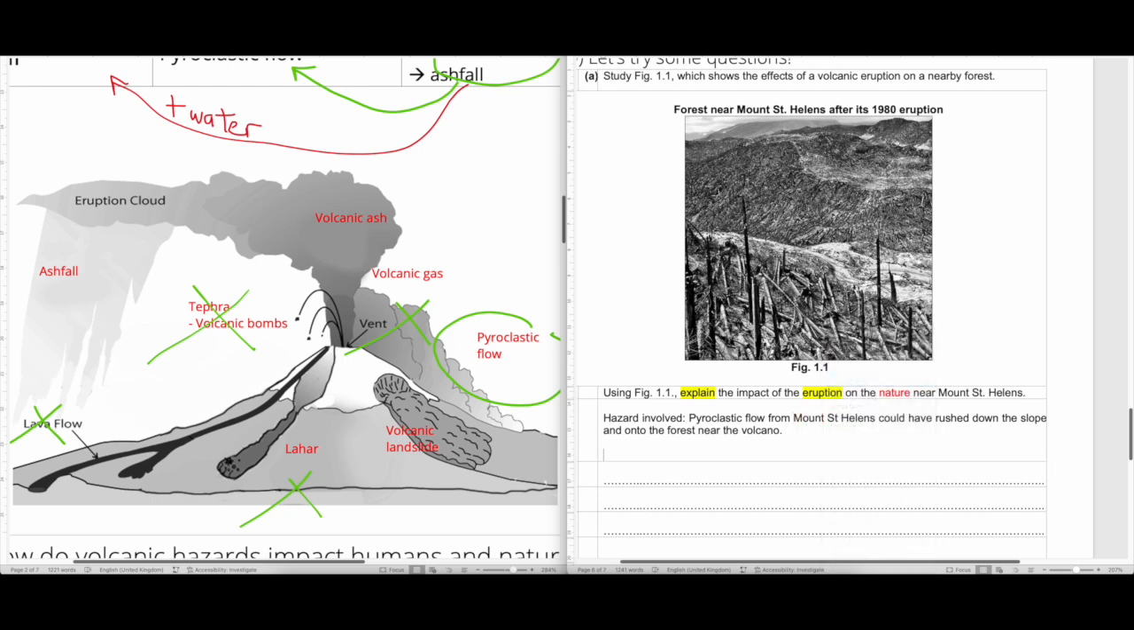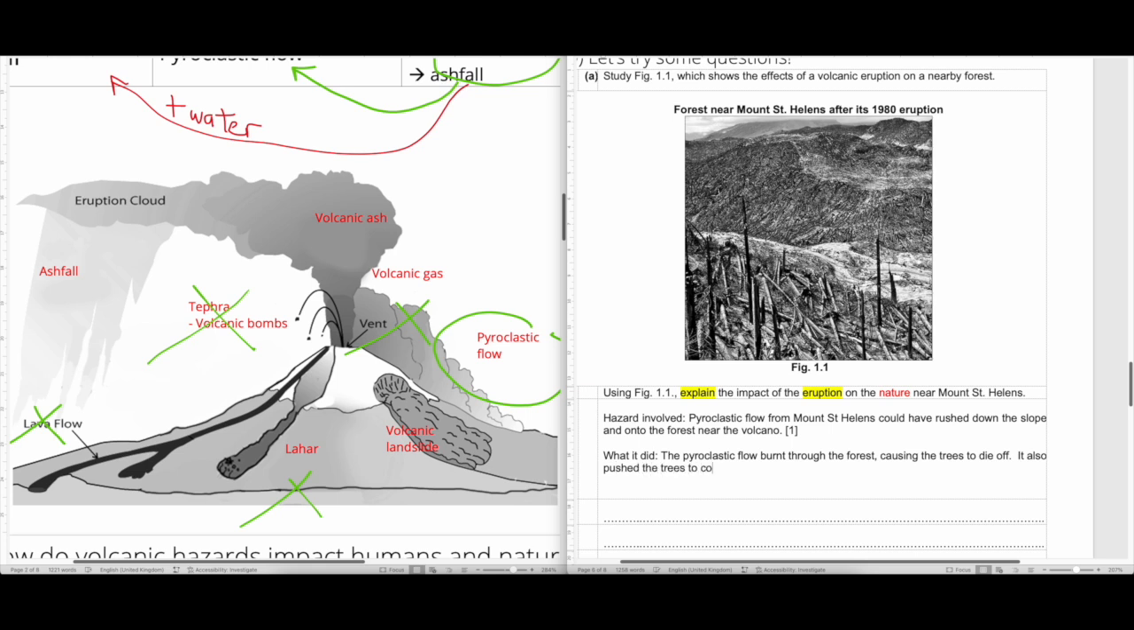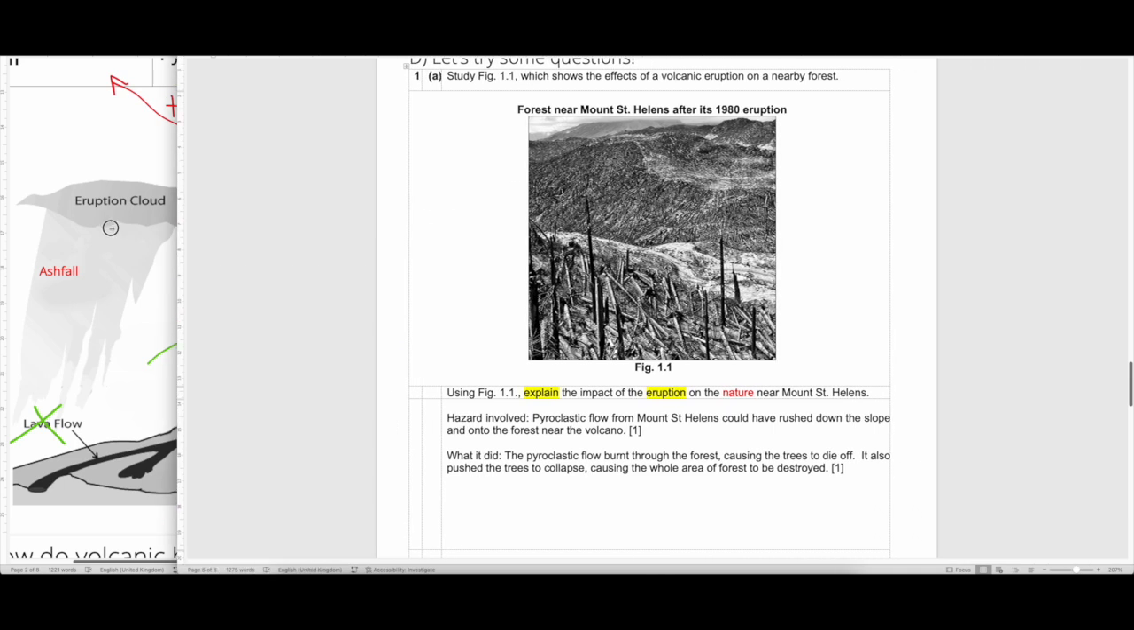Okay, so what did it do? So the pyroclastic flow burnt through the forest, causing the trees to die off, and it also pushed the trees to collapse, causing the whole area of forest to be destroyed. Again, I told you, I don't want to see the word affect. Affect is very fake. So tell me exactly how it's affected.